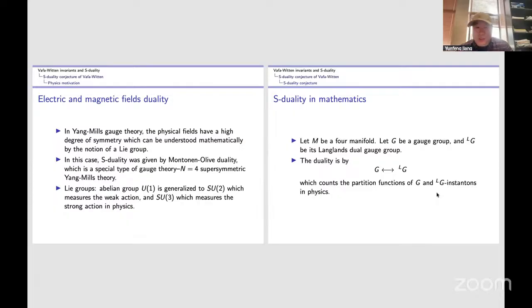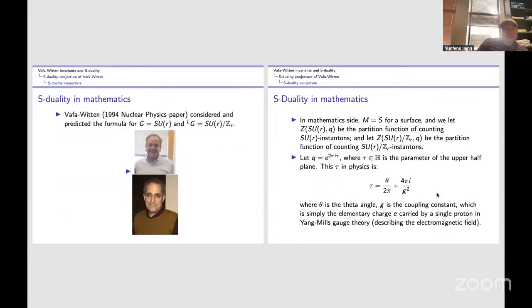And in mathematics, in 1994, we followed the Vafa-Witten proposal, and they considered G equal to SUr and LG equal to SUr mod Zr. So this is really a Langlands dual group pair, a very important example, actually, even in number theory. For example, in number theory, you have G and LG, the very classical groups: GLr, the Langlands dual GLr, SUr, SUr mod Zr, right?